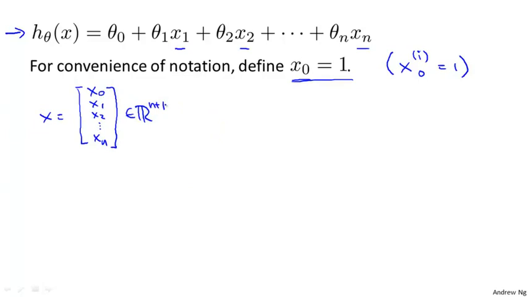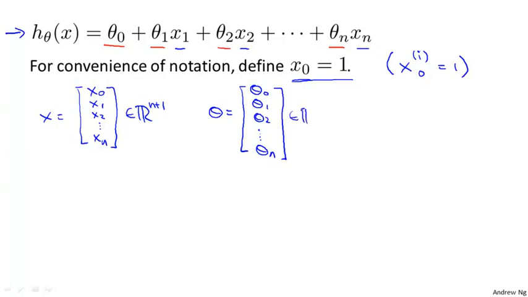And I'm also going to think of my parameters as a vector. So my parameters here, that would be theta 0, theta 1, theta 2, and so on up to theta n. I'm going to gather them up into a parameter vector written theta 0, theta 1, theta 2, and so on, down to theta n. This is another 0 indexed vector, so indexed starting from 0, that is another n plus 1 dimensional vector.